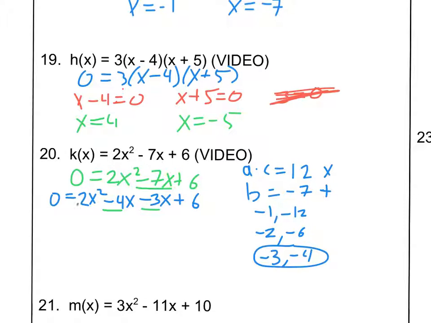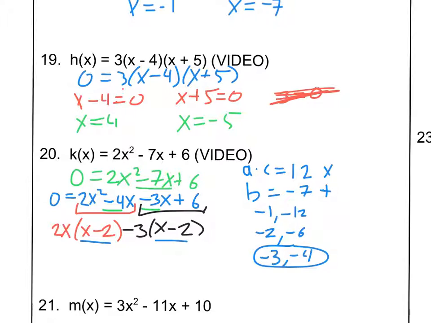And then as we head into our grouping, we group our first two pieces together. I can take a 2x out, and I'm left with an x minus 2 on the inside. For my second pieces, I can take a negative 3 out. I always want to take that negative out, and I'm left with an x minus 2 on the inside. I've got x minus 2 in both of these. That forms its own parentheses, and their remainders, or leftovers, 2x minus 3, form our other pieces.